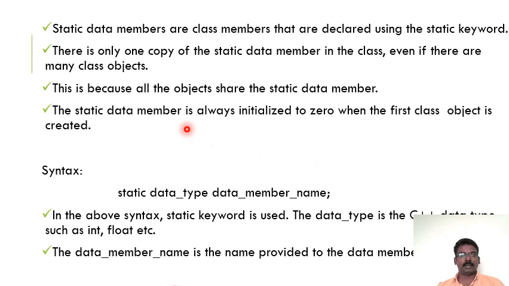So when a static data member is there in the program, it's always initialized to 0 when the first object is created. In the example program also we have declared a data member. Once the object is created, it is set to be initialized first, and then for each and every instantiation of an object, the static data member will be getting updated. Here is the syntax of a static data member. We are using the keyword static in front of the data member, and we are specifying the data type, followed by the data member name.